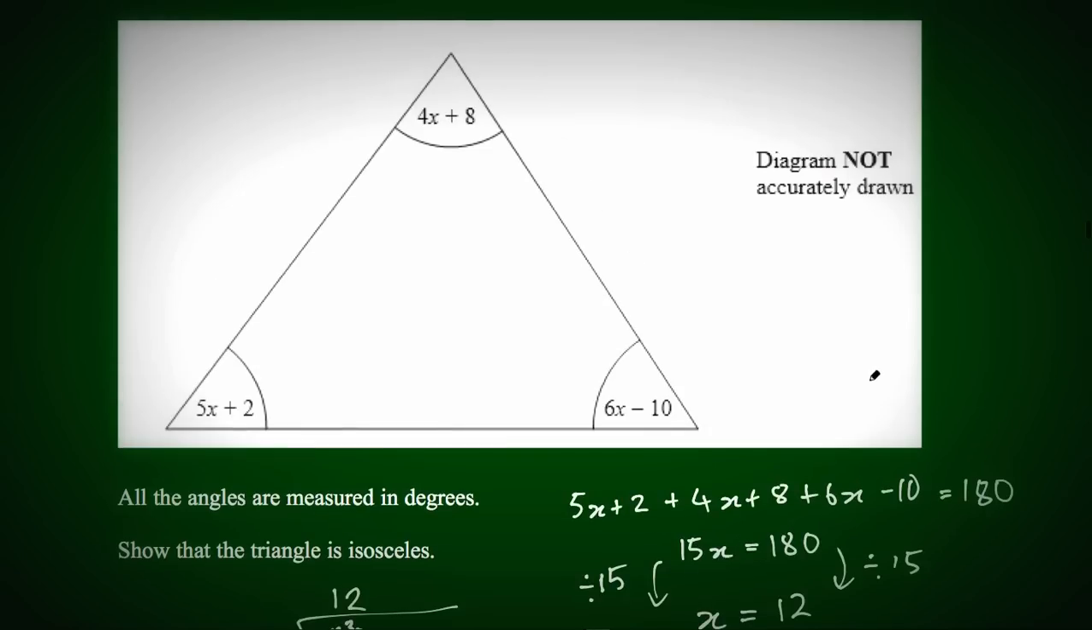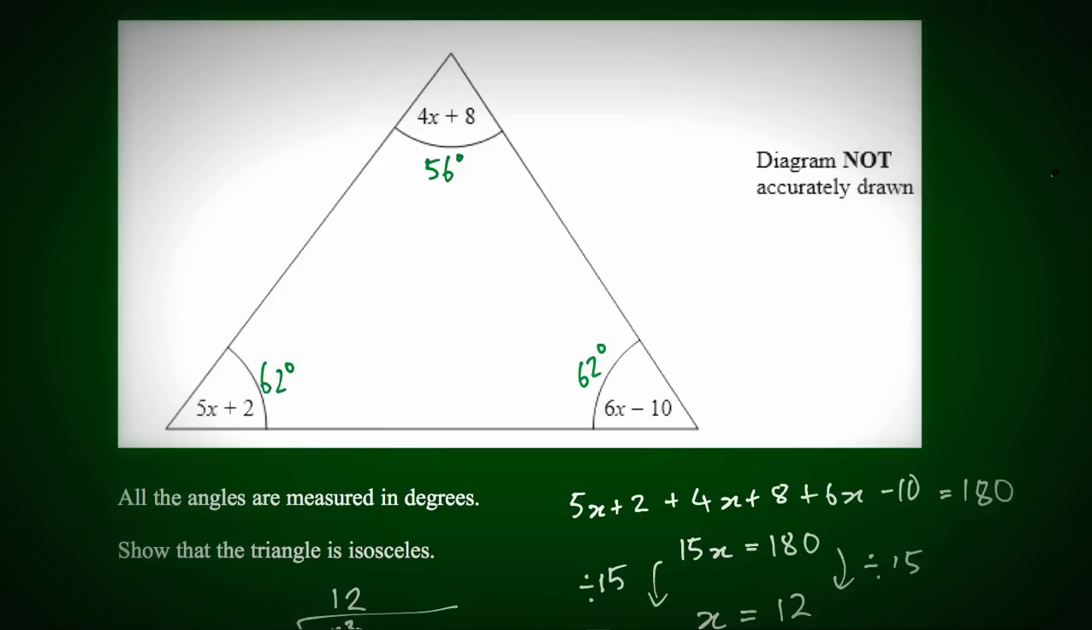So if x equals 12, I need to know what each of these angles equal. So 4 times 12 plus 8. So that's 48 plus 8, which is 56 degrees. This one, 6 12s minus 10. So that's 72 minus 10, which is 62 degrees. And 5x plus 2 is 60 plus 2, 62 degrees.